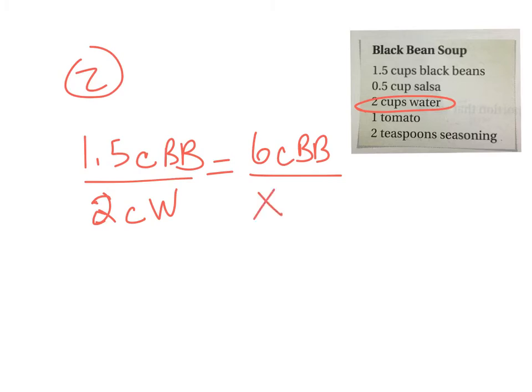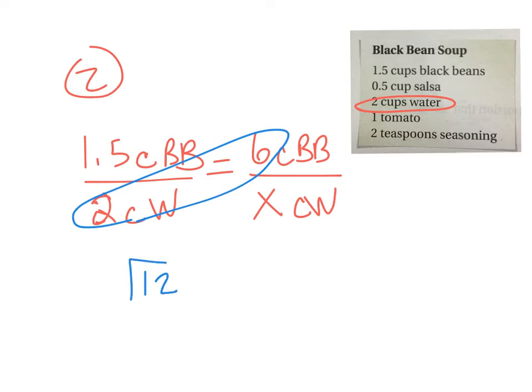Okay, and then over here, we're going to put X cups of water for the new recipe because we don't know. Now, how would I solve this? Multiply the 2 and 6 times 2, which would be what? 12. And then we divide that by 1.5. So how many times can 1.5 go into 12? I think it's 8. Yeah, that's 8. So we need 8 cups of water in the new recipe.